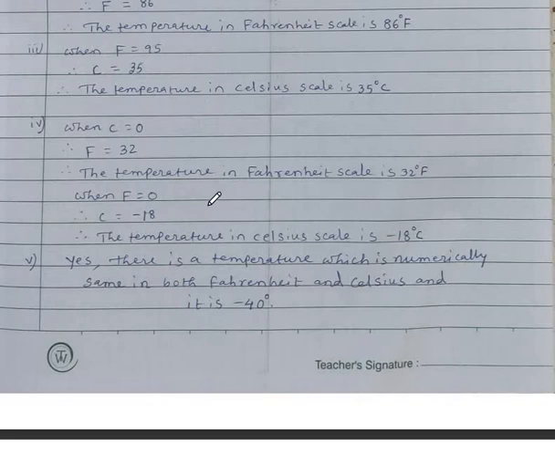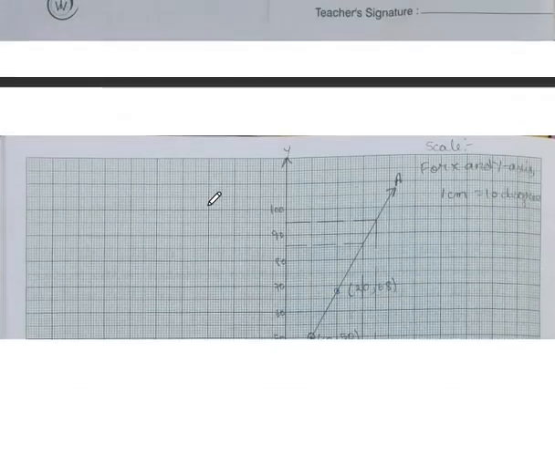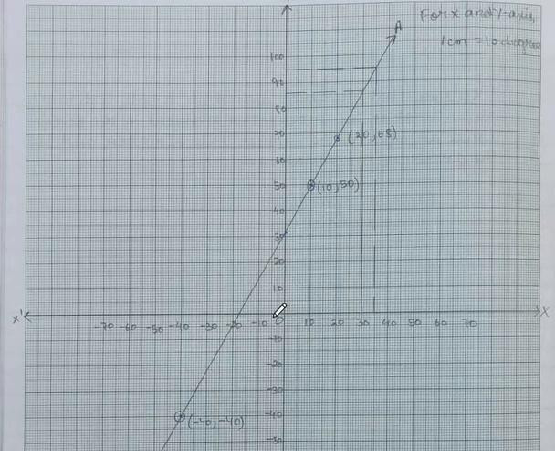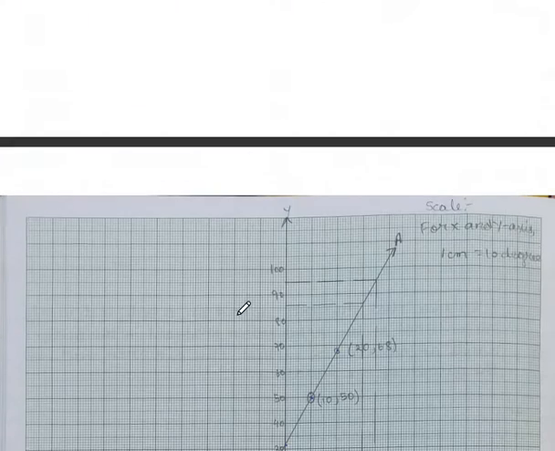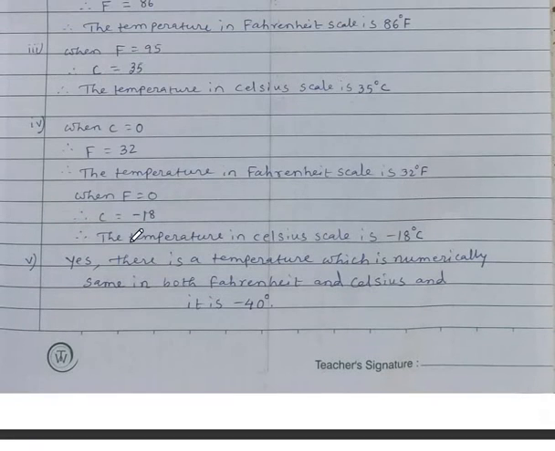The temperature in Fahrenheit scale is 32 degrees Fahrenheit. Now the second one in the same question: when F is 0, it means the point will come on the x-axis. So here the line crosses the x-axis, here is the point. If F is 0, C will be, you can count, it is reaching between minus 17 and minus 18. So approximately I have taken minus 18. That's why for this answer I wrote, the temperature in Celsius scale is minus 18 degrees Celsius.